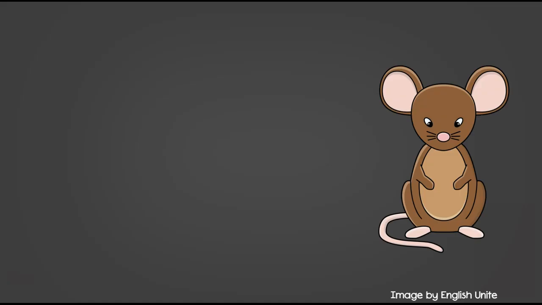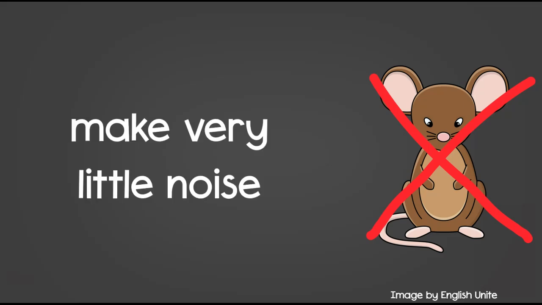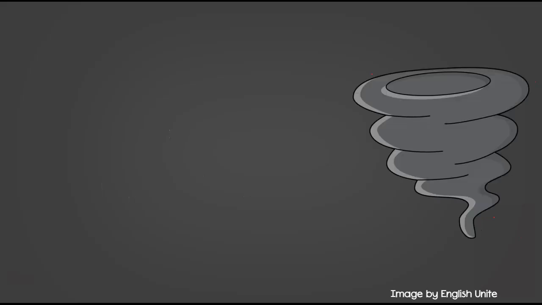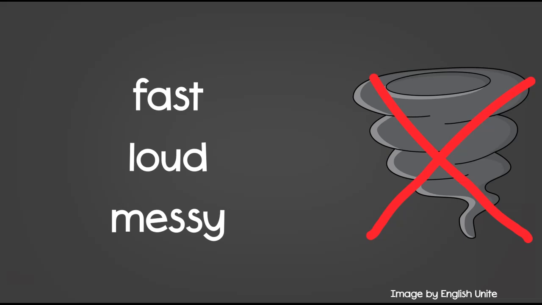So to say someone is as quiet as a mouse doesn't mean they're actually a mouse. It's comparing the person to a mouse and that they make very little noise. And to say the kids are like a tornado doesn't mean they are spinning in circles with high wind speeds. It means the kids are moving fast, being loud, and making a mess, which is what tornadoes can do.